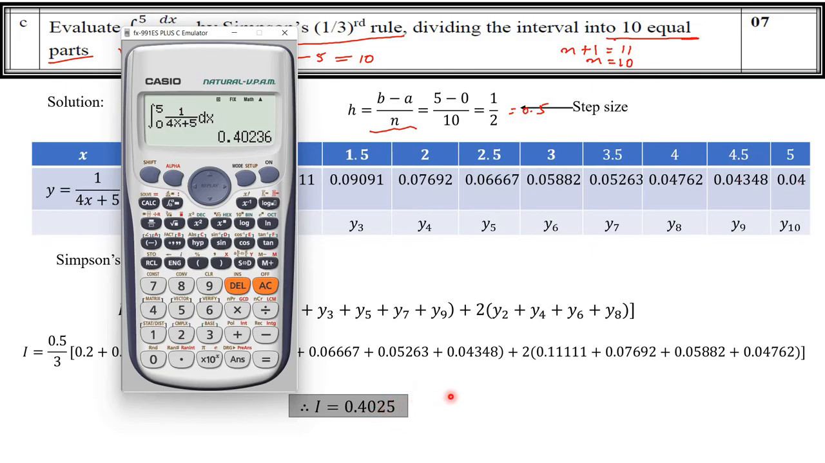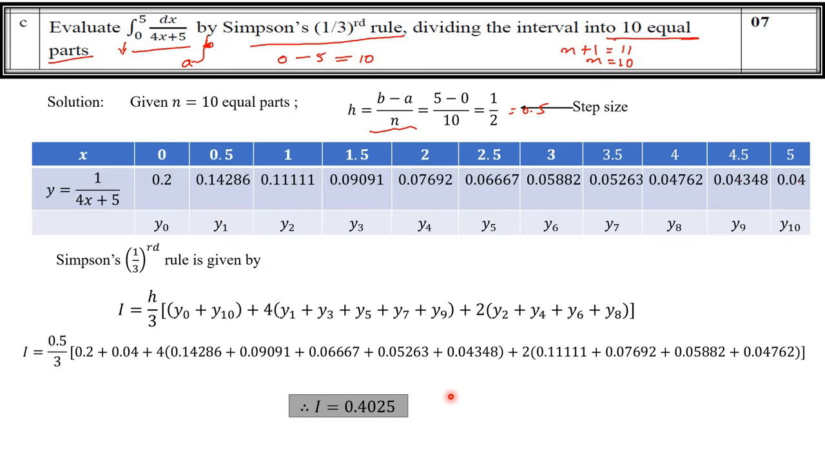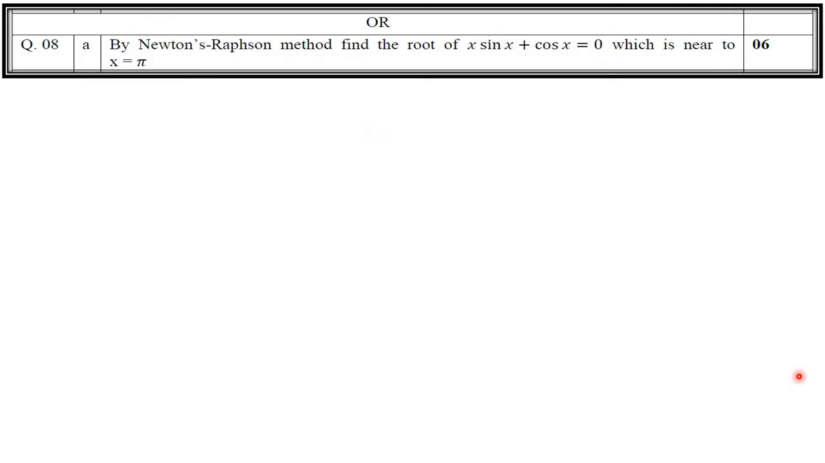So this is the way of solving question number 5C called Simpson's 1 by 3rd rule. So this is question number 5, question number 7A, B, C. Now moving on to the choice question. Question number 8, A, B, C we will see.